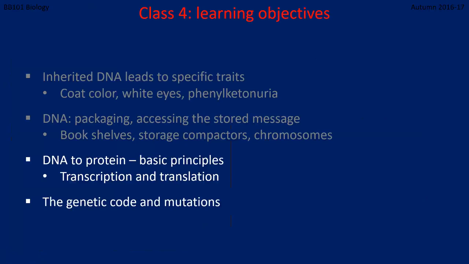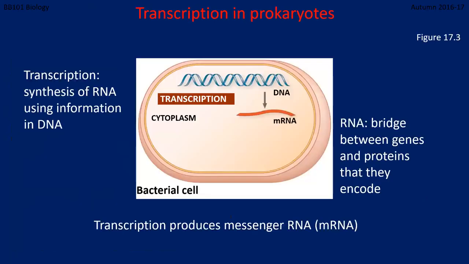Next we'll talk about DNA to protein, and the basic principles of transcription and translation. What we learned so far is that there is information, and how exactly that information ends up getting the protein expressed inside the cell. That whole process is called the central dogma, and within that you have different sub-processes. The first is transcription, which is the synthesis of an RNA molecule using the information from DNA.